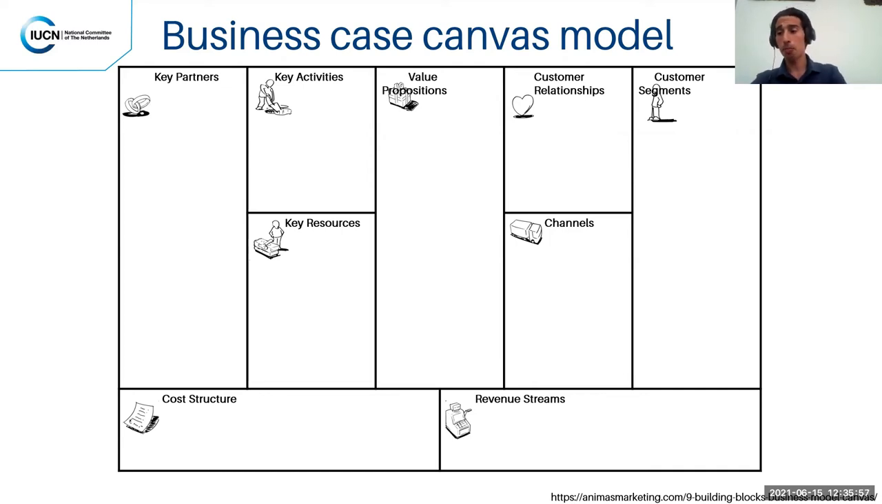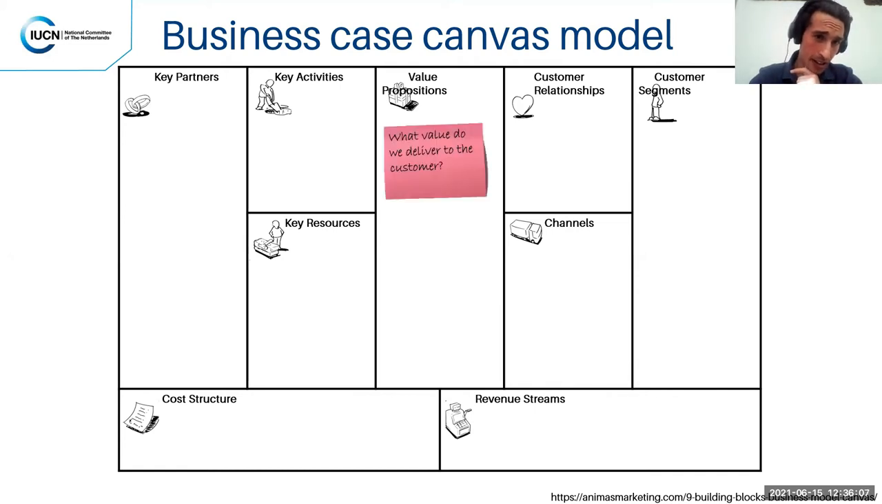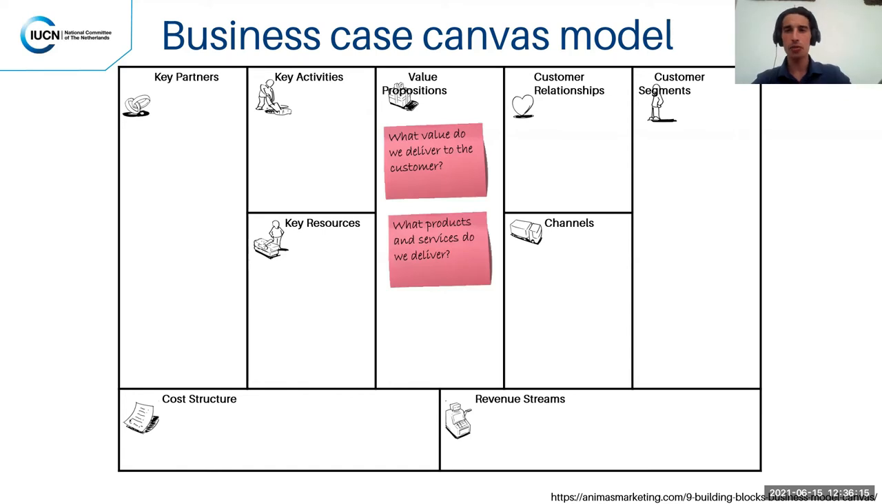The most important category is your value propositions. As you see, there are sticky notes put in place, and that's also very nice. If you print such a canvas model yourself, on an A4 or A3 paper, then you can use sticky notes. You can develop your own business plan. But now we have it virtually.